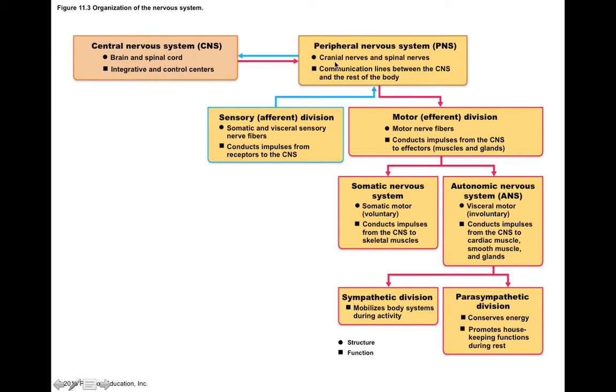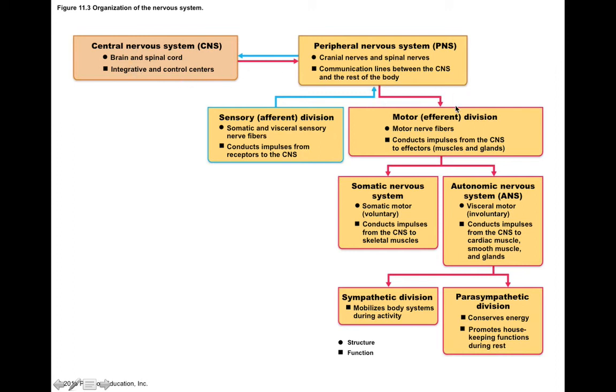However, the peripheral is made of all of the associated nerves, whether it's cranial nerves or spinal nerves. And these communicate information between the rest of your body and the brain and vice versa. Now we can divide the peripheral nervous system into two key subdivisions. We've got the sensory or afferent division and the motor or efferent division. The sensory division transmits either somatic sensory or visceral sensory fibers, and it brings information towards the central nervous system for integration, processing, decision making and planning. And that can actually be both conscious and unconscious.